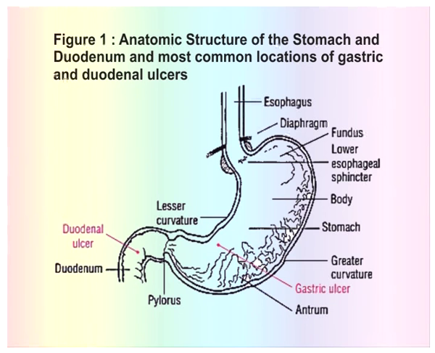Figure 1: Anatomic structure of the stomach and duodenum and most common locations of gastric and duodenal ulcers. An ulcer is any disruption in continuity of the mucosal integrity, generally more than 5 mm in size and deep, involving the submucosal layer. Burning epigastric pain exacerbated by fasting and improved with meals comprises the symptom complex which is known as peptic ulcer disease. These ulcers are of two types.